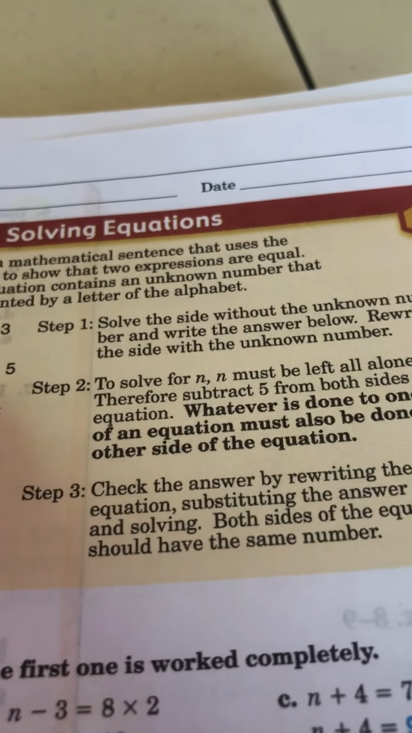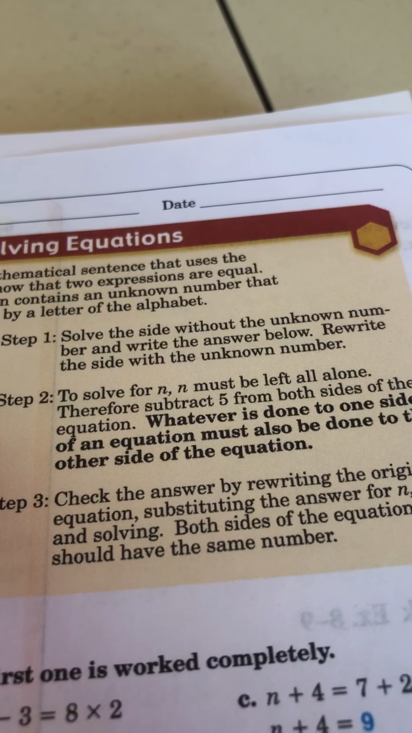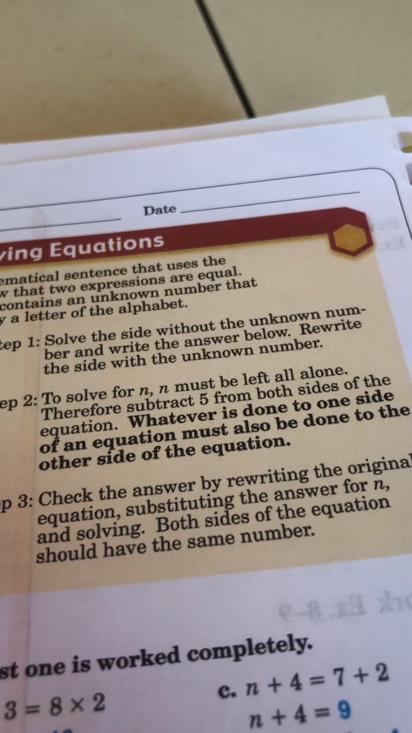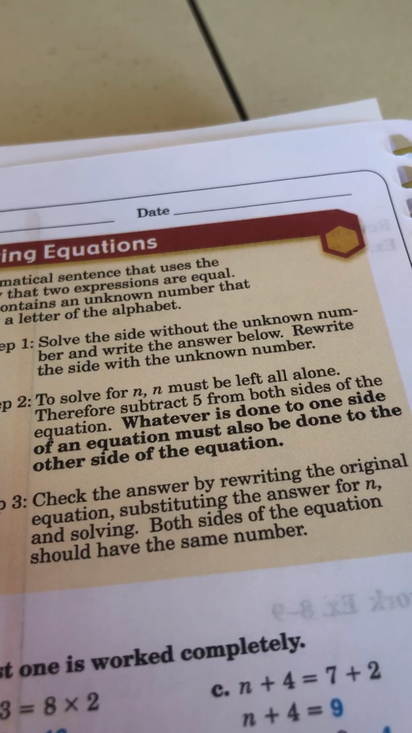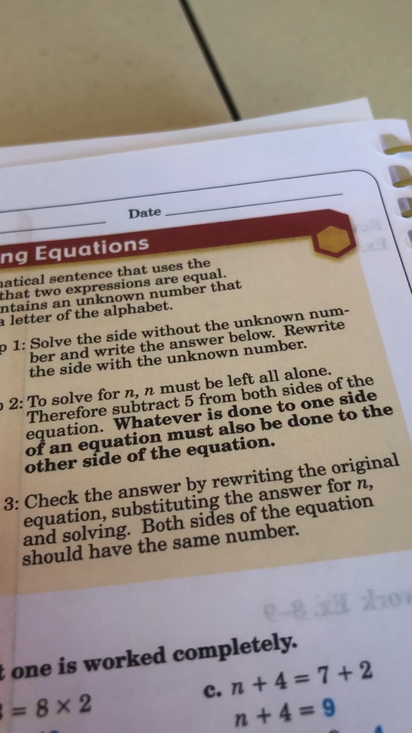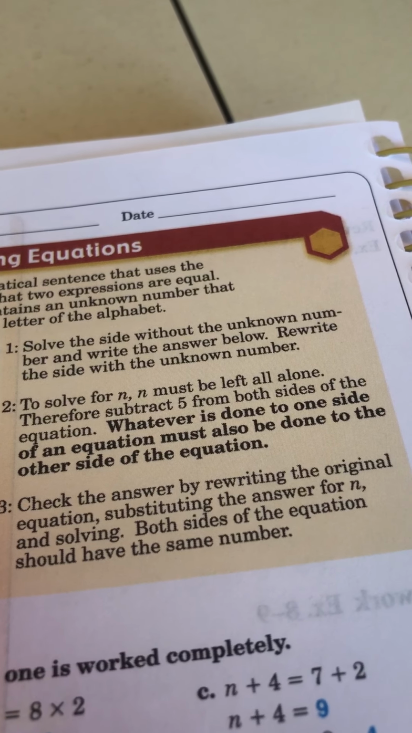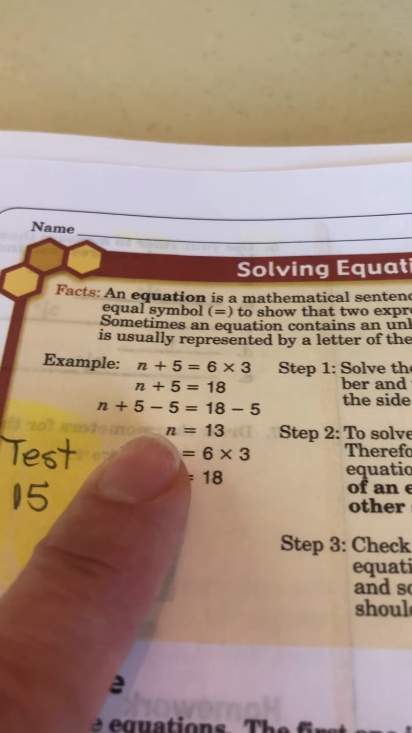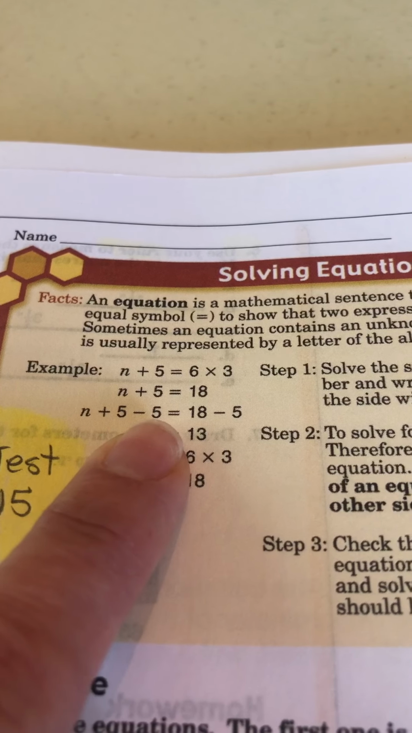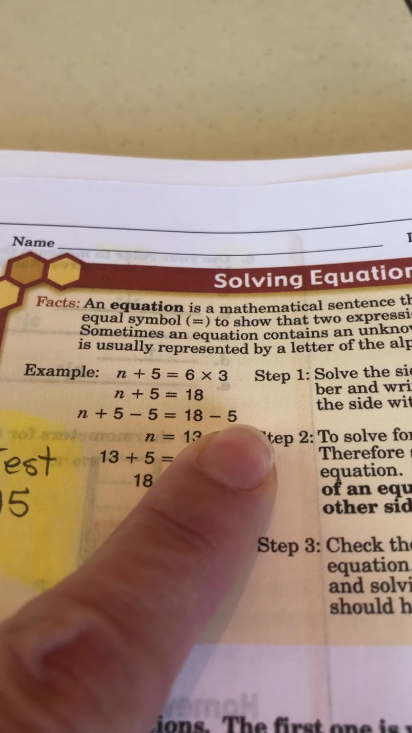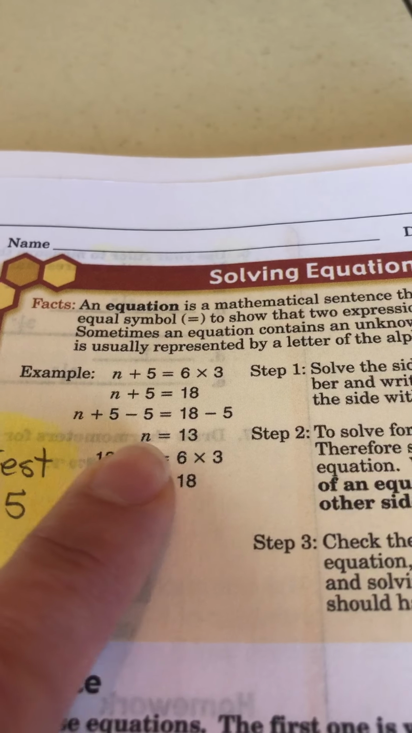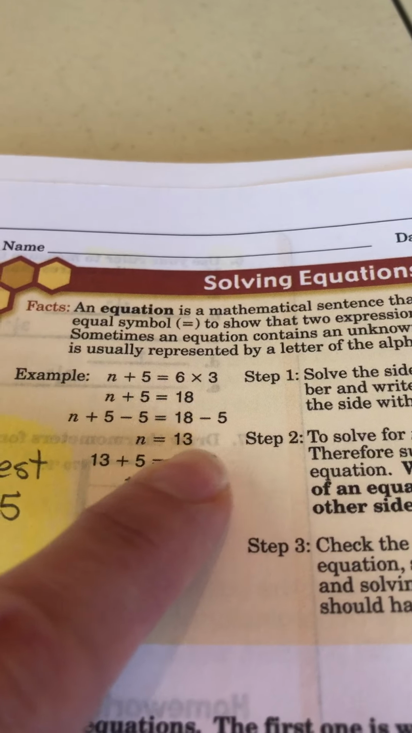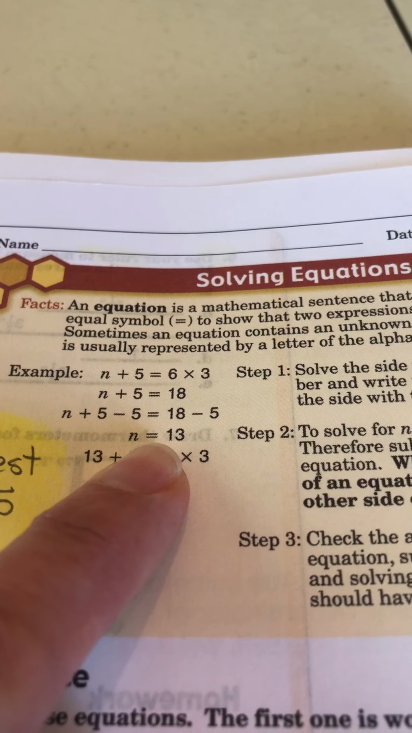Now, step 2. To solve, n must be left all alone. Therefore, you will subtract 5 from both sides of the equation. Remember this bold-faced wording. Whatever is done to one side of an equation must also be done to the other side of the equation. So n plus 5 minus 5 equals 18 minus 5. Okay, so do you see? So you've got the n left because 5 minus 5 is 0. So you've got the n equals 18 minus 5, which is 13. So the n equals 13.